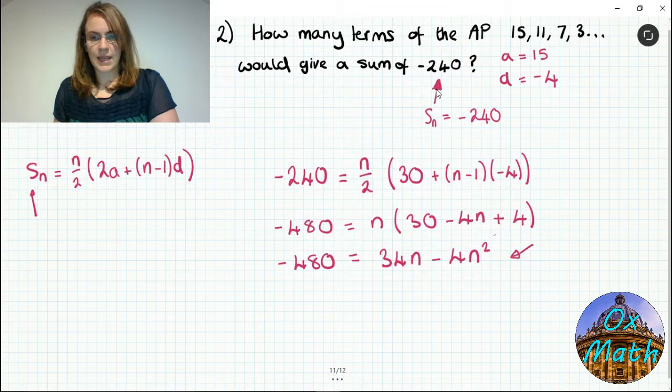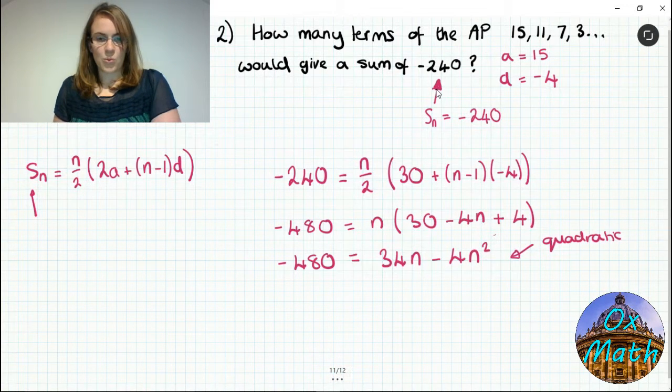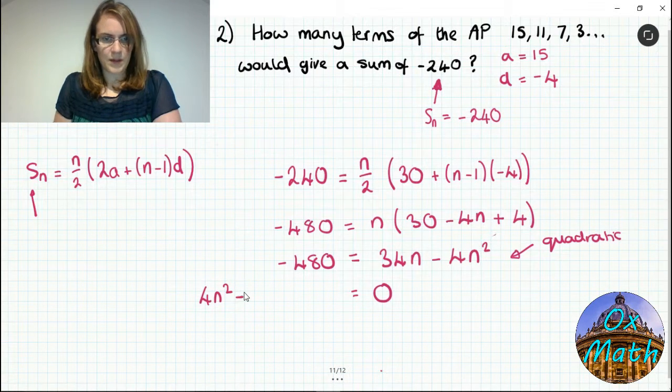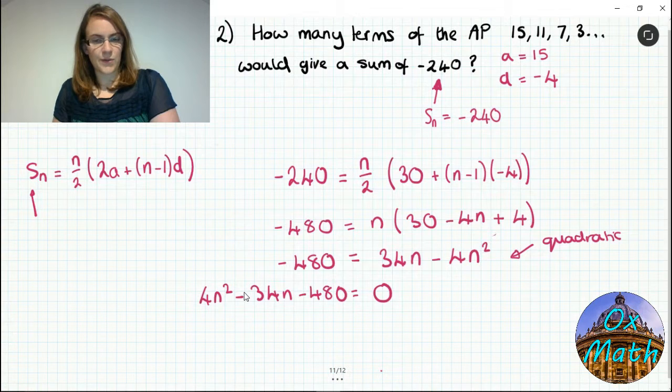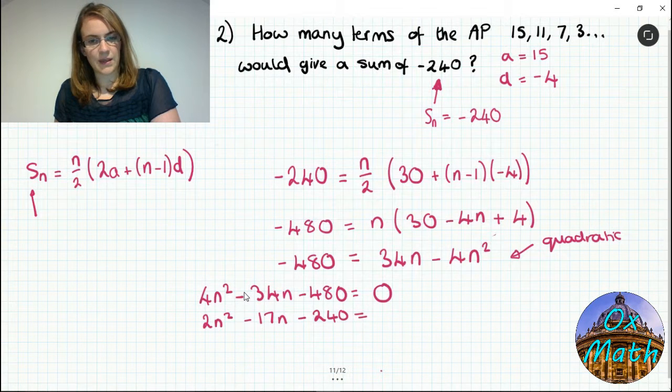Now I can see here that I have a quadratic equation. We know that to solve any quadratic we need it to be equal to 0, so I'm going to move everything to the left hand side of my equation, so 4n squared minus 34n minus 480 is equal to 0. Now I can actually see that I can divide through by 2 to get 2n squared minus 17n minus 240 equals 0.